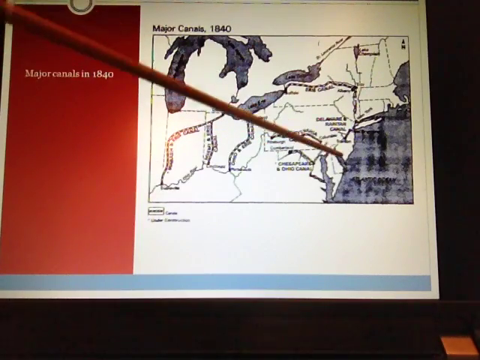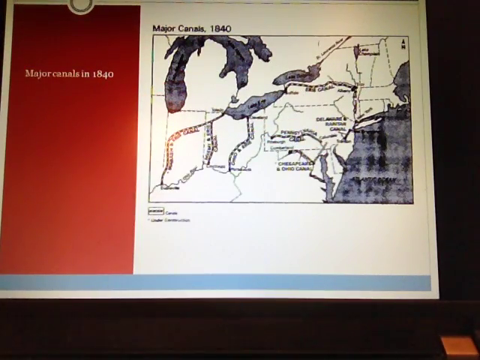You can also see all these canals here. And canal culture really arises as men move massive amounts of material and goods all over the country and into world markets. Okay? Ask me in class to sing you the Erie Canal song. No extra charge for that. I will sing you the Erie Canal song with no extra charge.